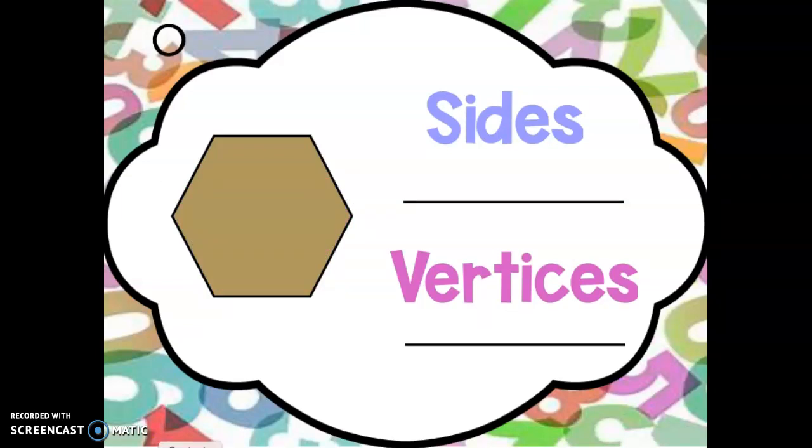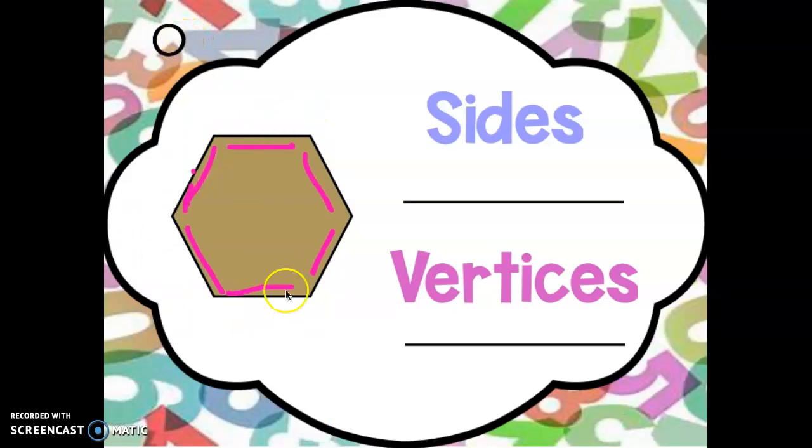Can you guys say hexagon? Hexagon. A hexagon has 6 sides. 1, 2, 3, 4, 5, 6. Ooh, look at you guys learning these big shapes.